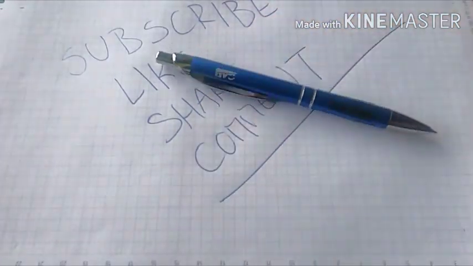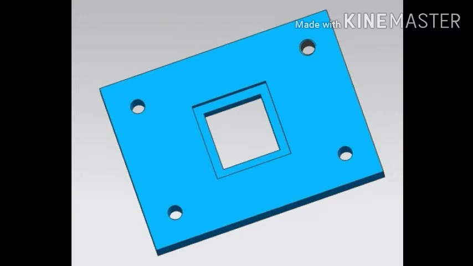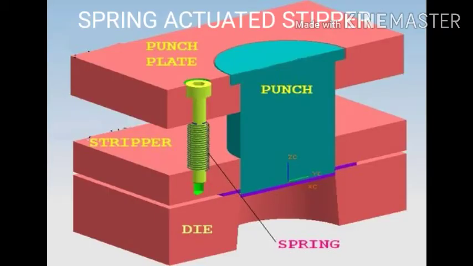Now we are focusing on the punch holder. The punch holder is usually fixed with a light press fit, that is the H7 fit in the punch holder. You can see the image on the screen.